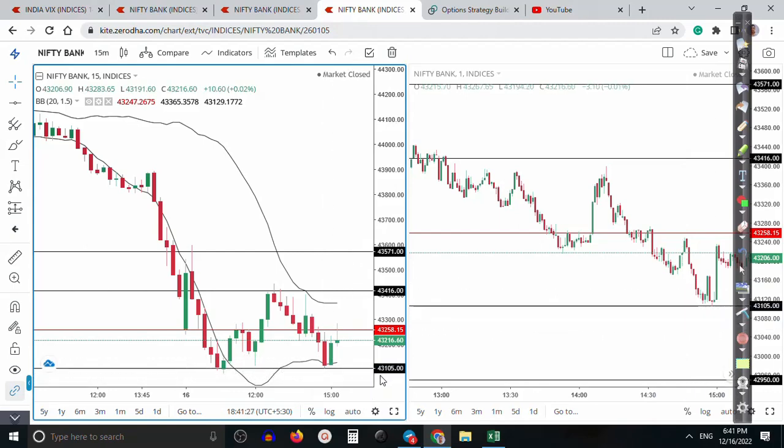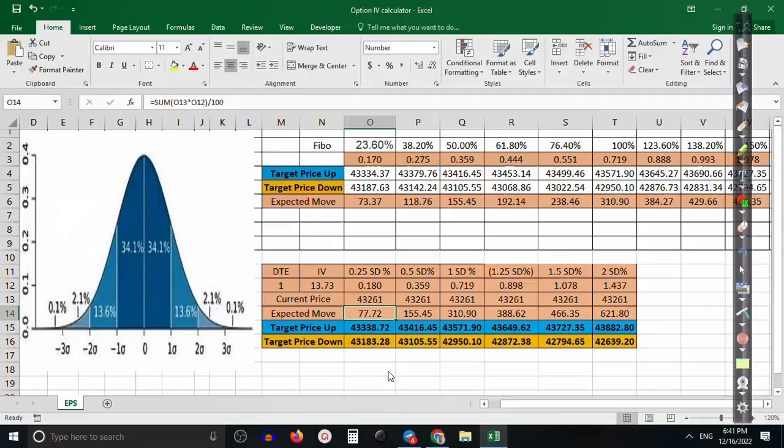The lower boundary, that one, that is 0.5 standard deviation, where 43,105. Now you can see 0.5, 43,105. Have you seen 0.5 standard deviation? That is the key level. So we are not placing any imaginary line. We are just placing it by using standard deviation. So it automatically hit that level.